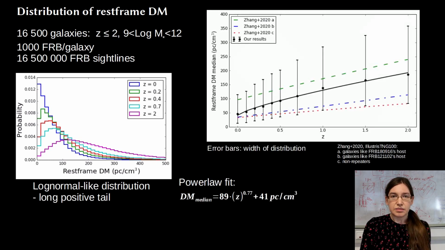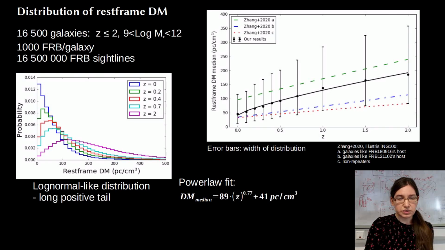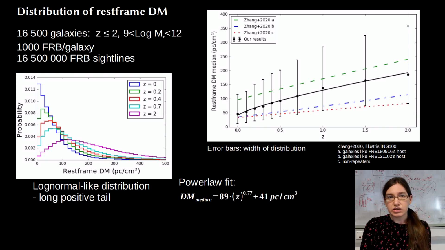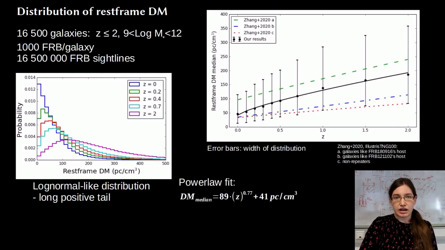The median of DM and its spread increases with redshift and can be fitted by a power law. Our values are also consistent with previous results. This change with redshift can be due to higher star formation rate, therefore higher electron densities at high redshifts.